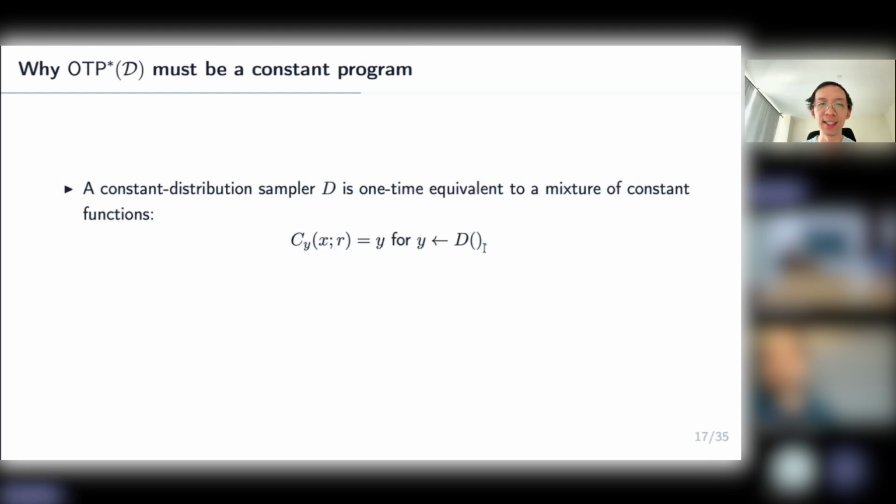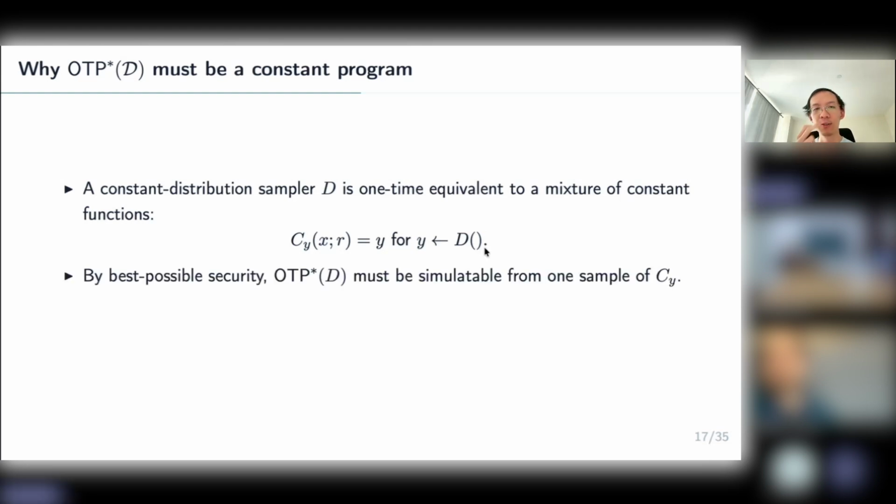Okay, so why is this a useful fact? Well, best possible security says that because D is one-time equivalent to the following one-time implementation, a mixture of C sub y, whatever you can learn from a mixture of C sub y, morally, that's the most amount of information you can learn from OTP star.